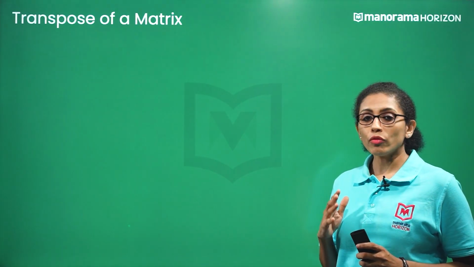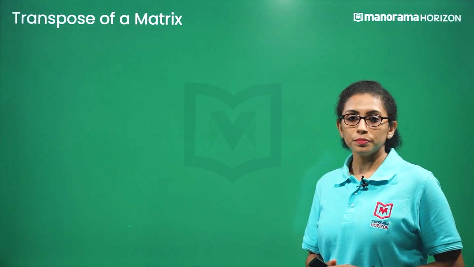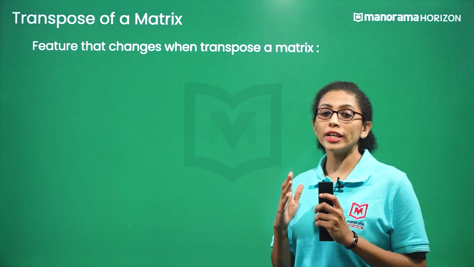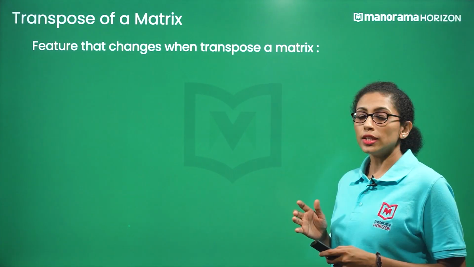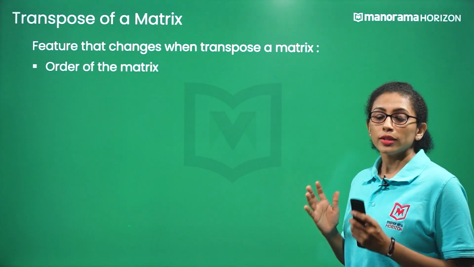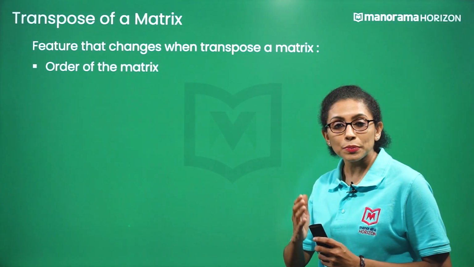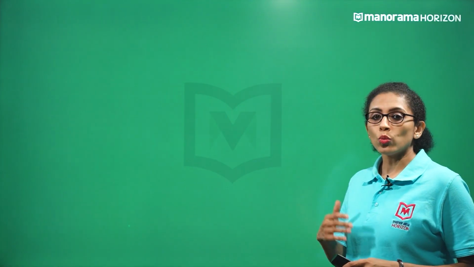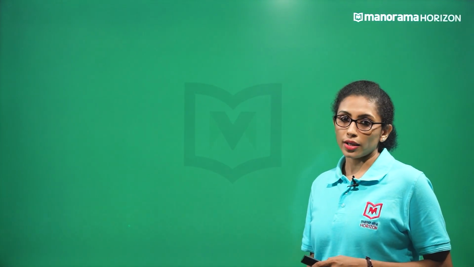Hold on, have you noticed something particular? The order of the matrix has changed when it undergoes an interchange. This is the only feature that changes when we transpose a matrix. Alright, now let's see one example for better understanding.